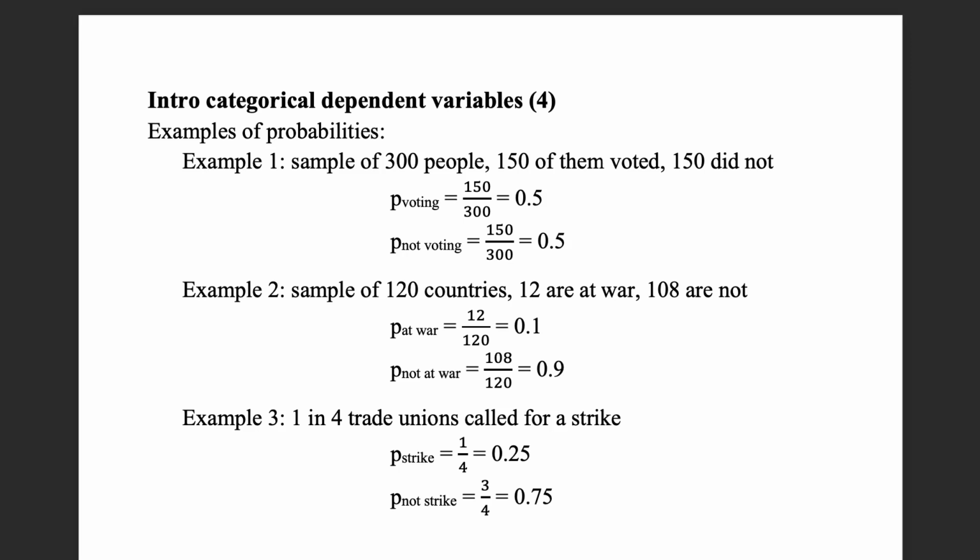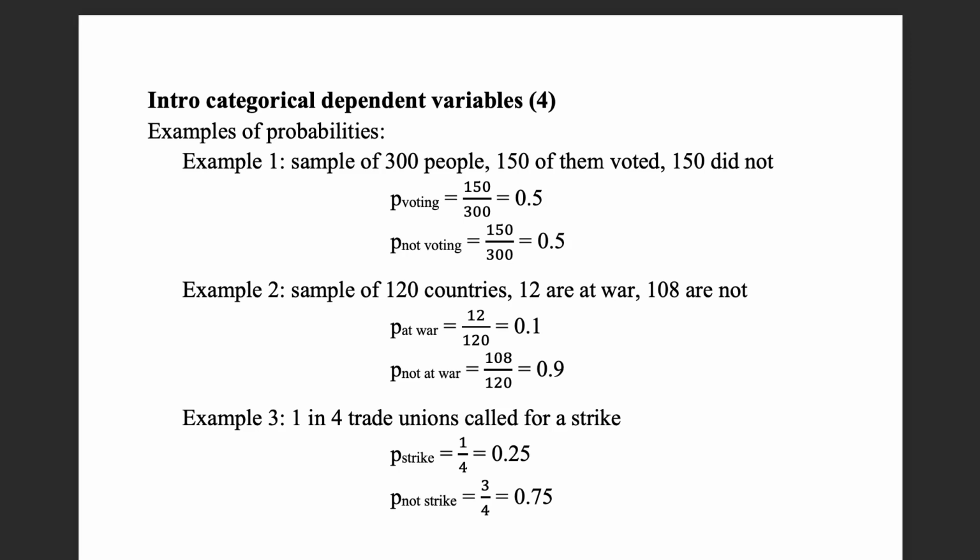We have a probability of not being at war of 0.9. And add those together, you get a 1, because then again we're covering all the countries. Which also means that if you know one probability, you can always just calculate the other probability by saying, well, 1 minus this probability is the probability of the other outcome.